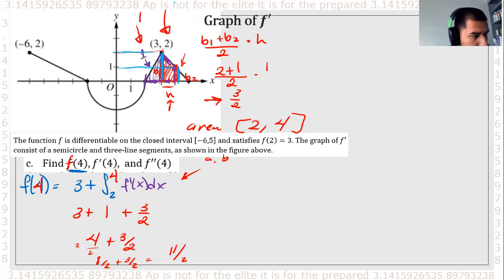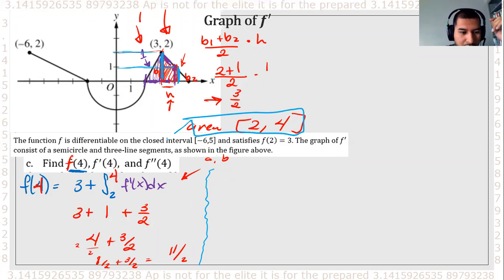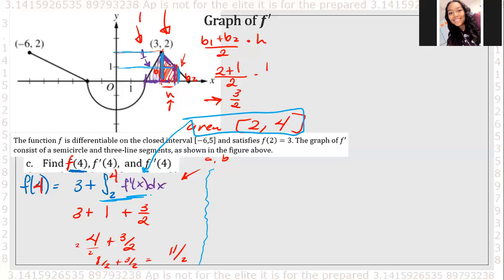Any other questions, guys? Yes, no? Where did you get the area where it says 2, 4? Oh, no. This right here is what this means. Oh, okay. The integral is the area from 2 to 4. Oh, okay. I see. Yeah.